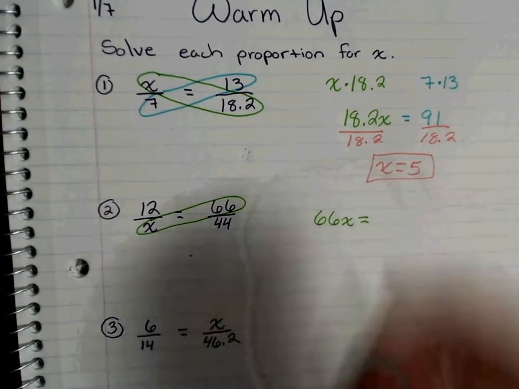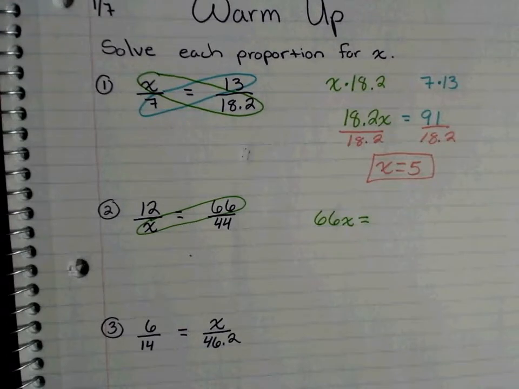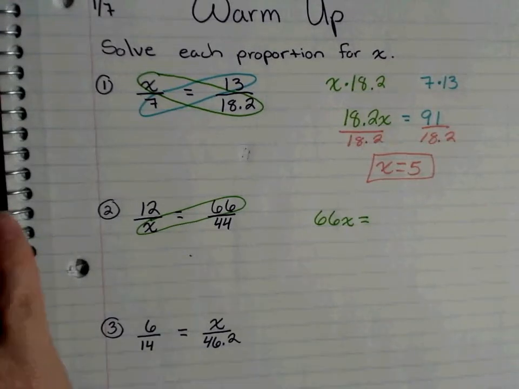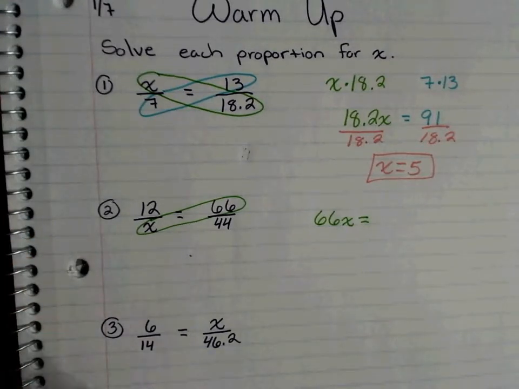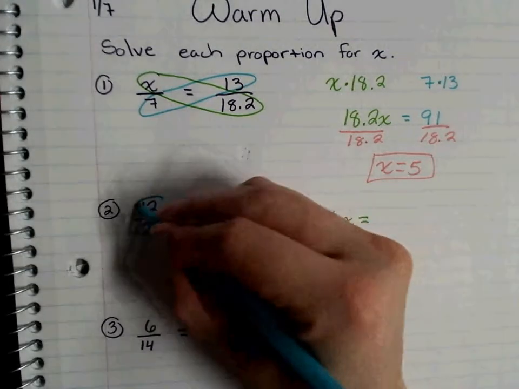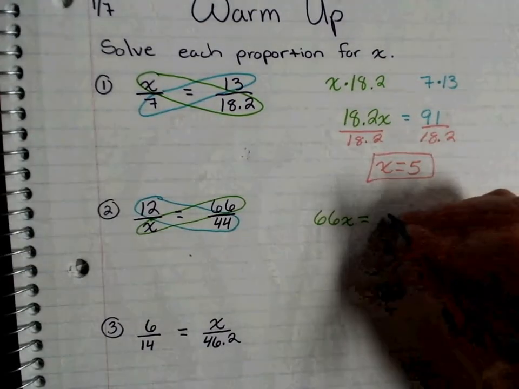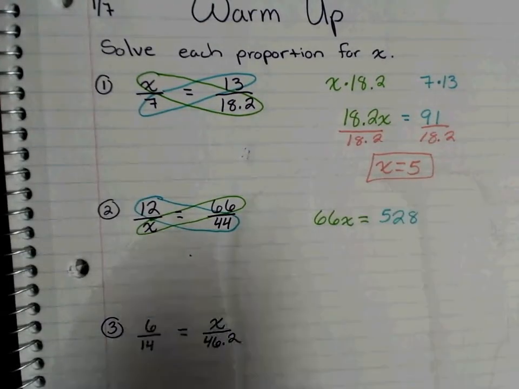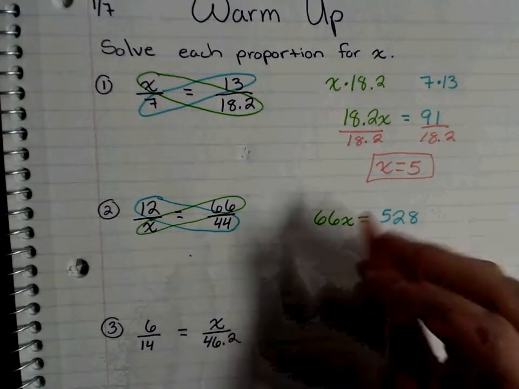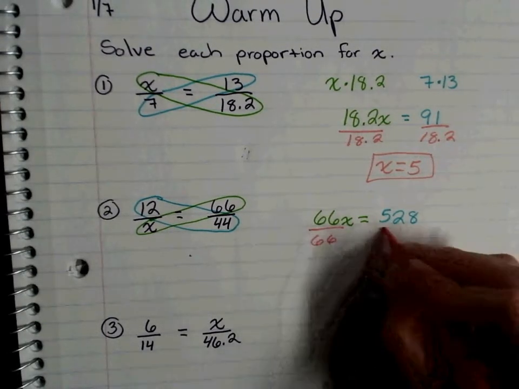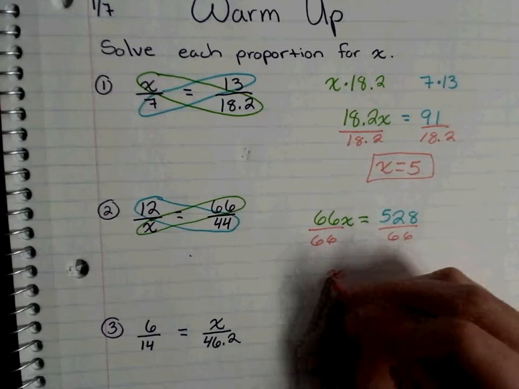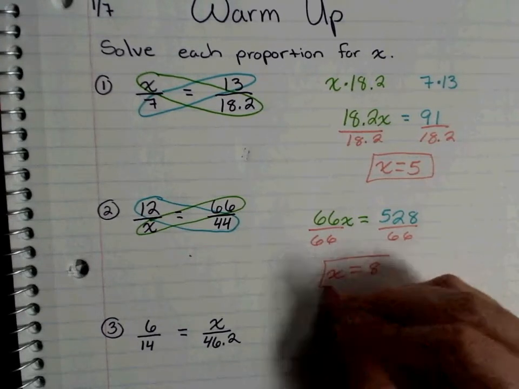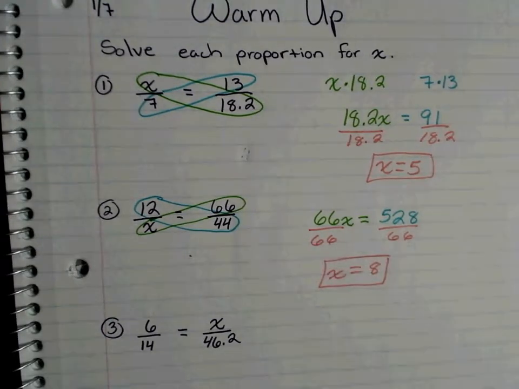is equal to 12 times 44. And 12 times 44 is going to give us 528. Then we're going to divide both sides by 66, and we'll get that x is equal to 8. Okay, who wants to go ahead and answer the last one? What did you get there, Shania?